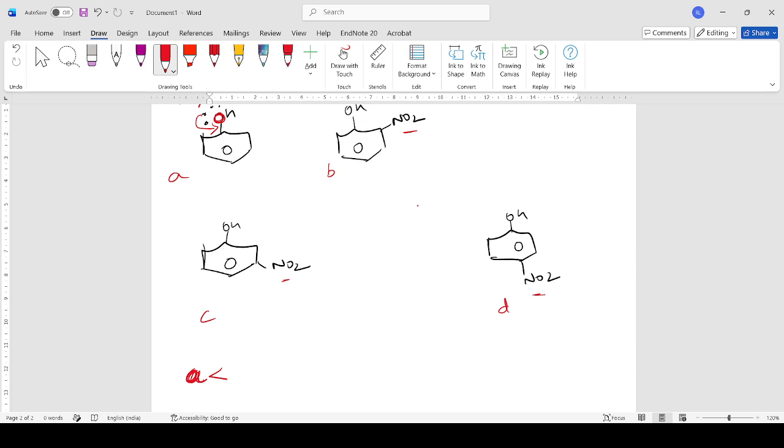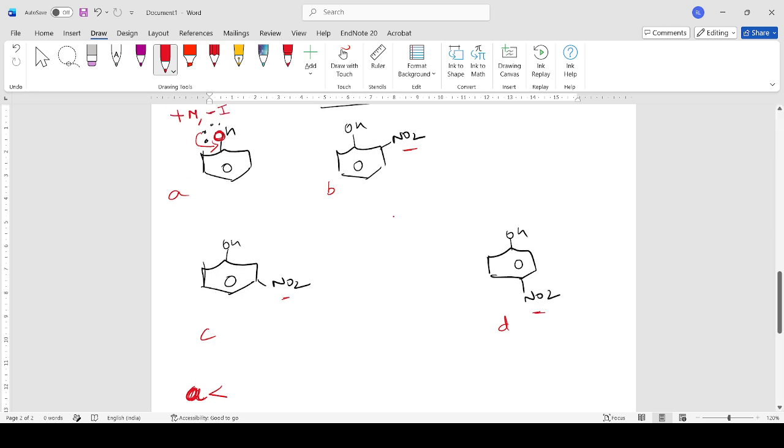Now let us compare between these three. Nitro group is there. Nitrogen is an electron withdrawing group. An electron withdrawing group will show minus I effect. Nitro group is an electron withdrawing group which has a tendency to pull the electrons towards it. It is also showing minus M effect. Which position is it? This is ortho-nitrophenol.